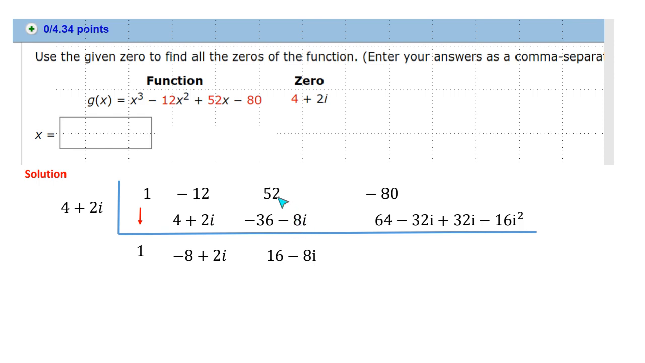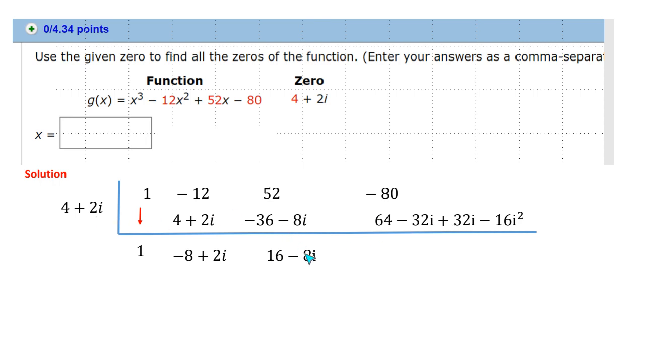Now I'm going to add the 52. So 52 minus 36 is 16 minus 8i. And now we do the same thing. We're going to multiply 16 minus 8i times 4 plus 2i. So 4 times 16, 64. 4 times -8 is -32i. 2i times 16 is 32i.